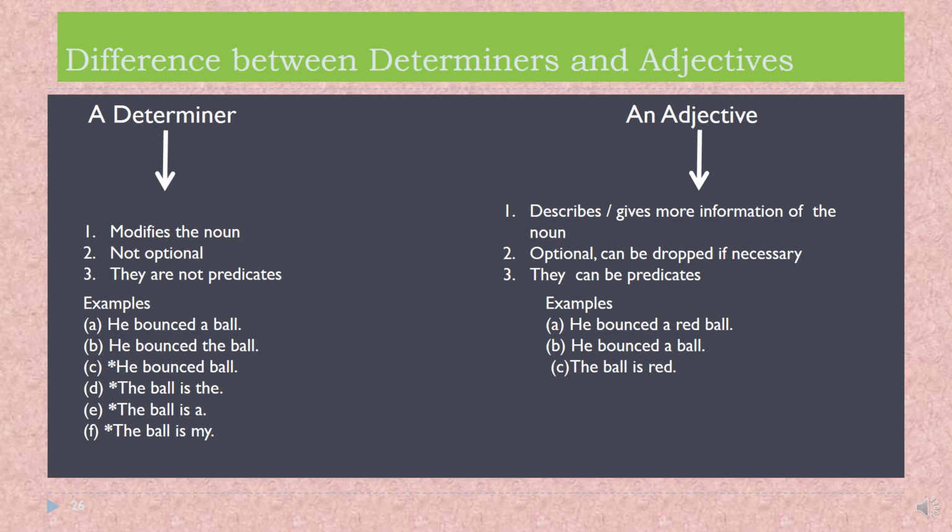Like, an object may be big, bigger, or biggest. However, it cannot be the, thatest, or theest. Furthermore, adjectives are only optional parts of a sentence, while determiners are necessary and indispensable. So here you can see, he bounced a ball. We cannot say he bounced ball, right? And then here in this sentence, he bounced a red ball.